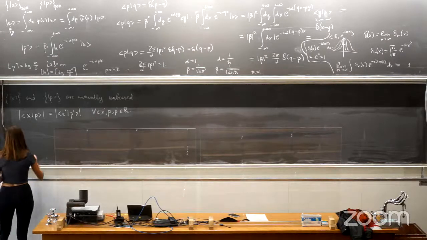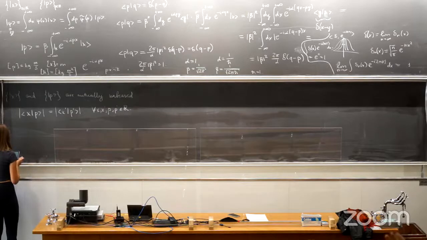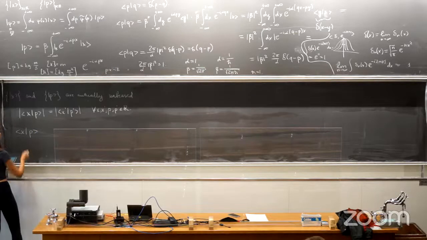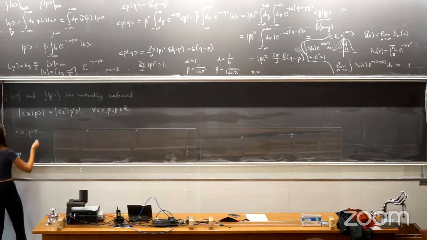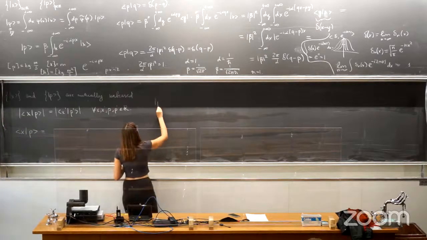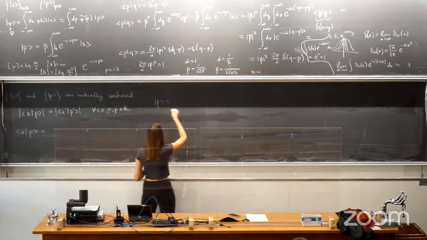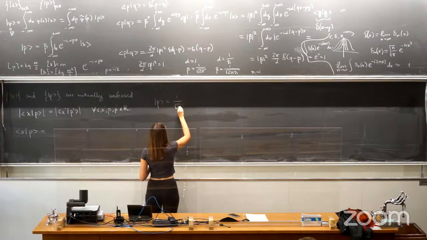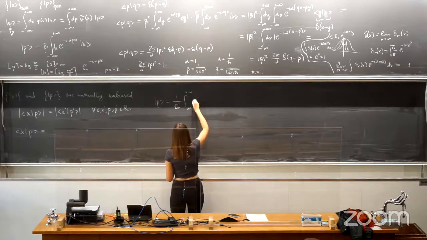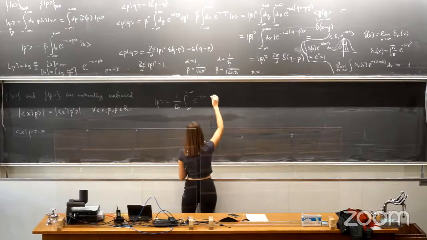Okay, so this is a fairly easy exercise. Given that we already did similar stuff, so we have X and P. And from the previous exercise, we concluded that P is 1 over square root of 2 pi integral from minus infinity to plus infinity e to the power minus I px x dx.